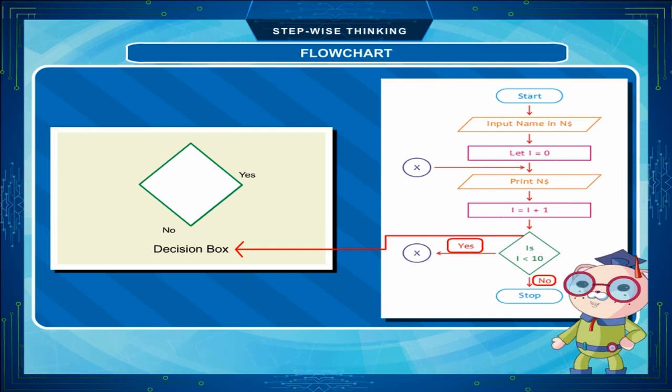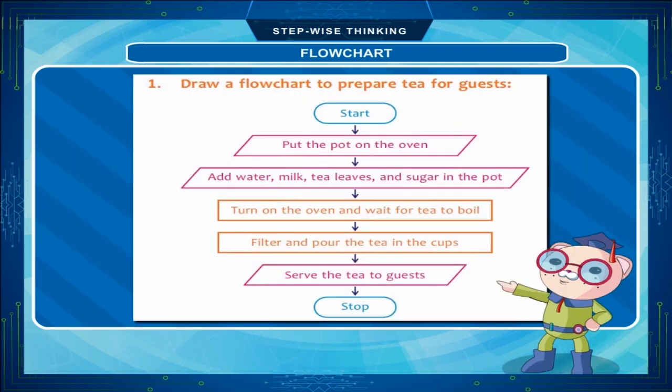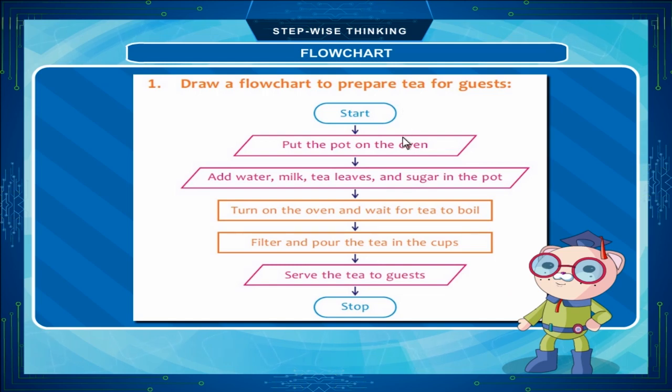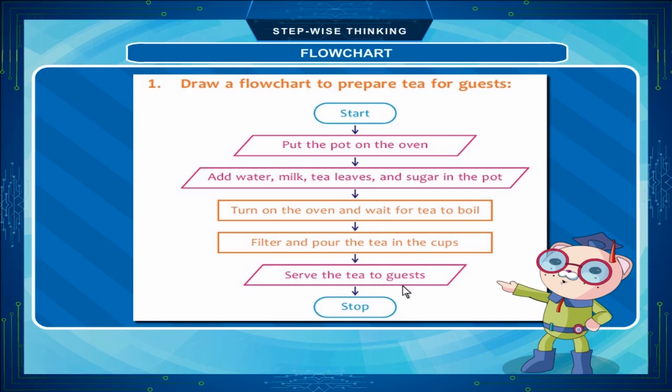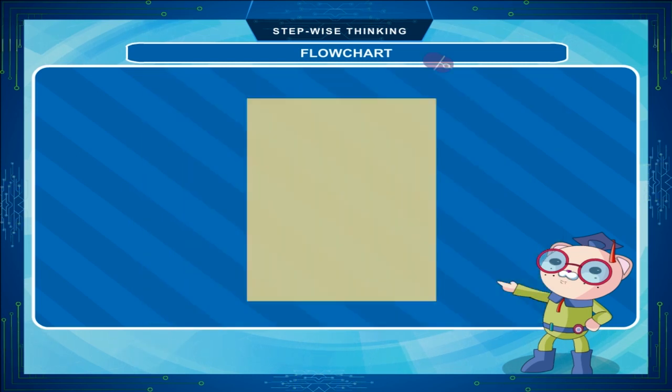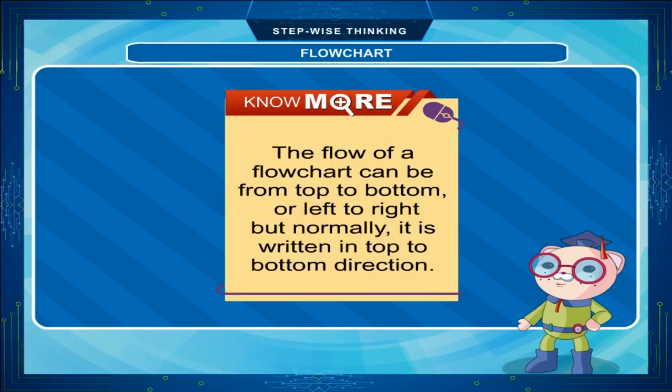Some examples are here to show the flowchart with statements inside the boxes. 1. Draw a flowchart to prepare tea for guests. Start. Put the pot on the oven. Add water, milk, tea leaves and sugar in the pot. Turn on the oven and wait for tea to boil. Filter and pour the tea in the cups. Serve the tea to guests. Stop. Note: the flow of a flowchart can be from top to bottom, or left to right, but normally it is written in top to bottom direction.